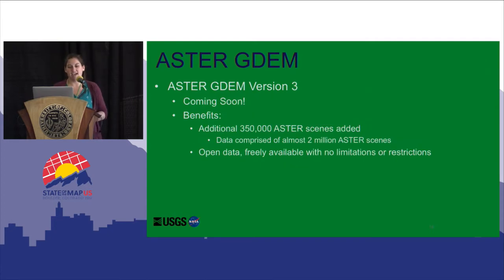But the exciting thing is ASTER GDEM version 3 is coming soon. We're looking at around mid-2018 to release it. And just as version 2 was an improvement over version 1, version 3 will add on another 350,000 more ASTER scenes and also improve water body delineation.